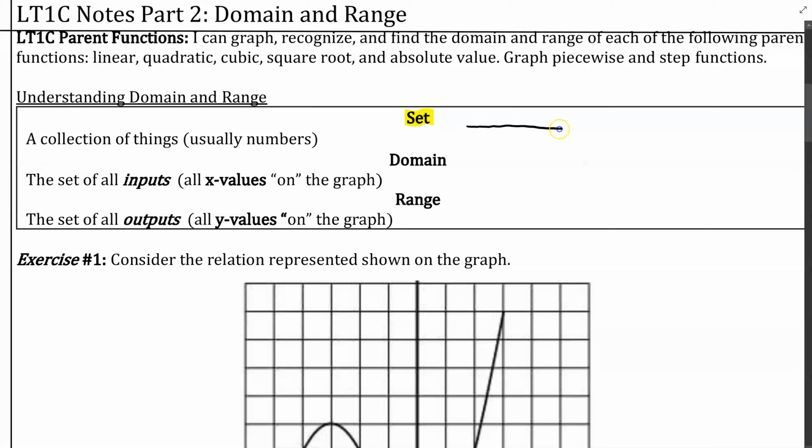And something that you're used to is the number line. All the number line really is a collection of numbers. It's a visual representation, right? We have 0, we have a 1, we have 1.5, and so on.